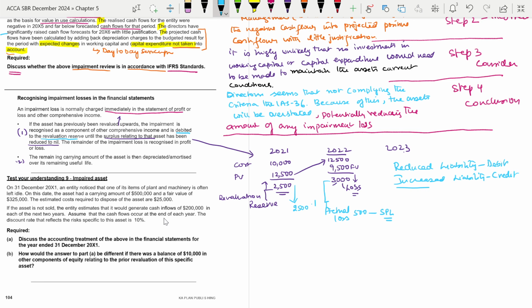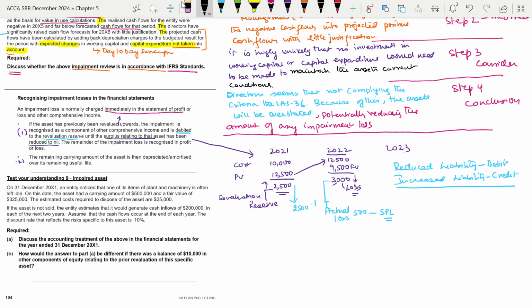In order to increase the liability, we have to make it. Now there is a loss. If the asset was previously revalued, it means some amount will be there in the revaluation surplus. There will be some revaluation reserve. First you have to identify whether there is one.